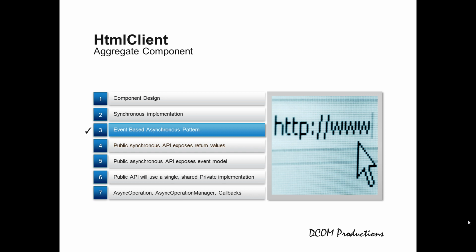The goal behind this is we're just going to create a simple HTML client object that has a method called download HTML, and it will return a string as a result. Basically, this is just a wrapper around an HTTP web request. Once we get that done and we test it and it works, we'll add the asynchronous pattern on top of that. The synchronous pattern, like I said, will use return values. The asynchronous API will expose the event model. So we'll have a download HTML async method, and it'll return the result through an event.